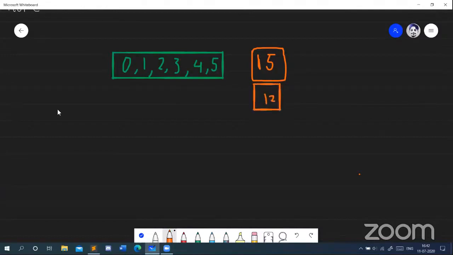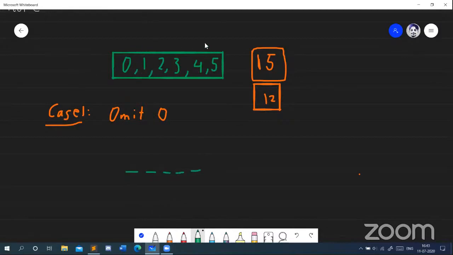So I'll make two cases. Case 1. If I omit 0, in that case, I need to make a 5-digit number out of these. So 1, 2, 3, 4, 5. I have 5 blanks, right?